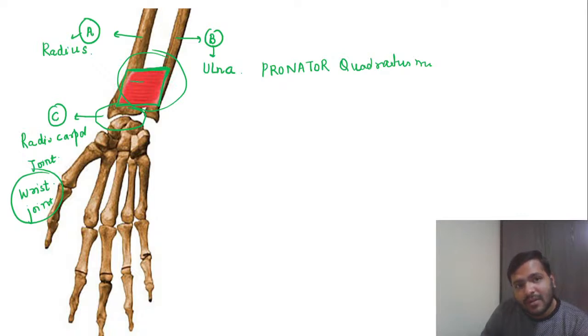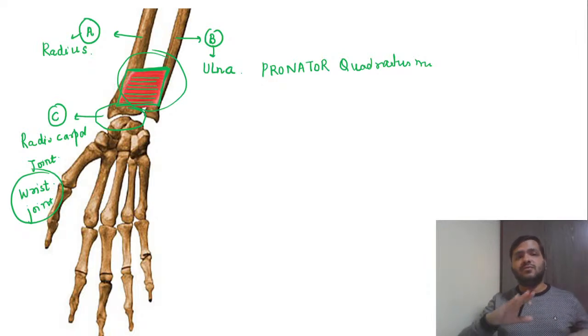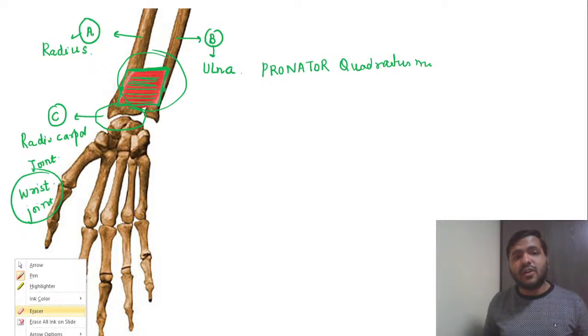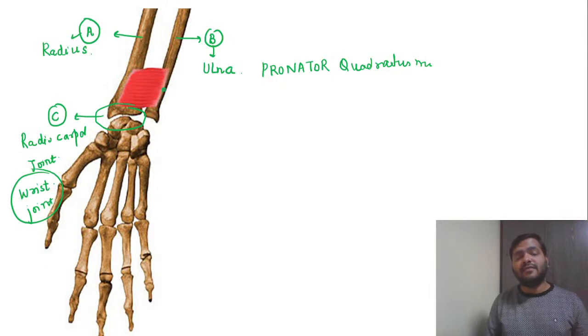You can see the muscle fibers, they are arranged parallel to the line of pull. Between the origin and the insertion, the muscle fibers are arranged parallel to the line of pull. So this is a muscle which is present on the lower aspect of the ulna and radius. You can see, the lower part.